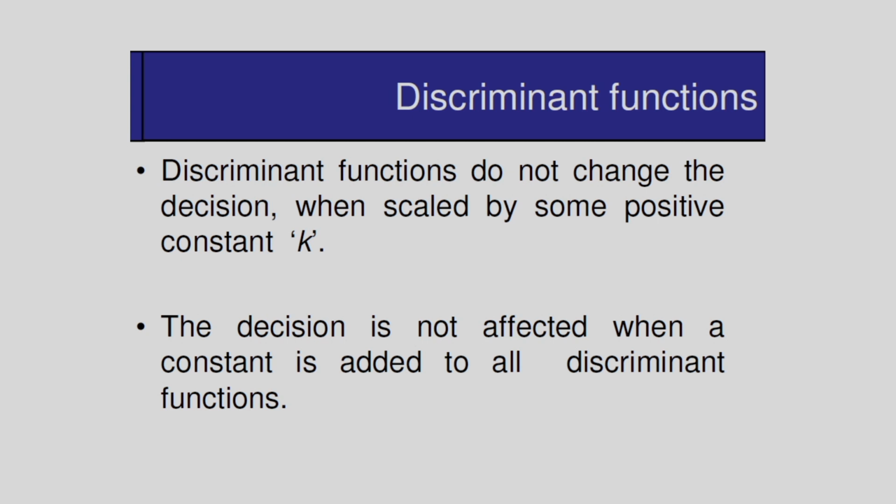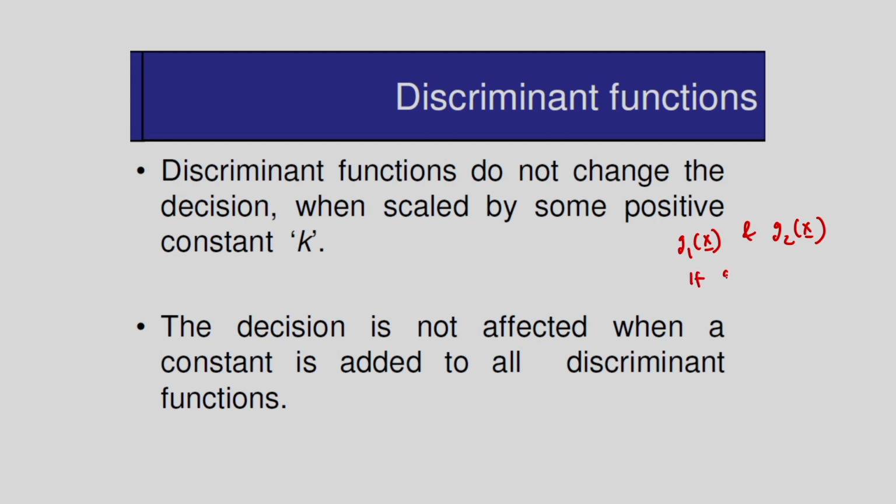So if it is scaled by some positive constant, the discriminant function does not change the decision. The decision is not affected when a constant is added to all the discriminant functions. So that is the concept of the discriminant function. If I consider two classes, suppose for the first class the discriminant function is g1(x), and for the second class the discriminant function is g2(x). Then what will be my classification rule?